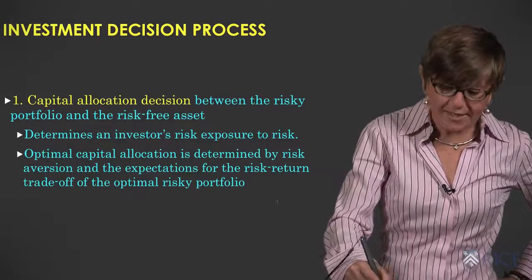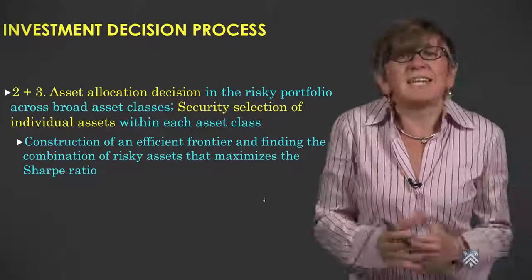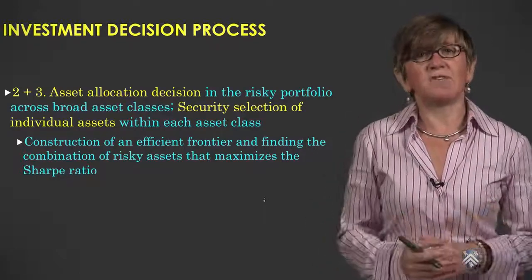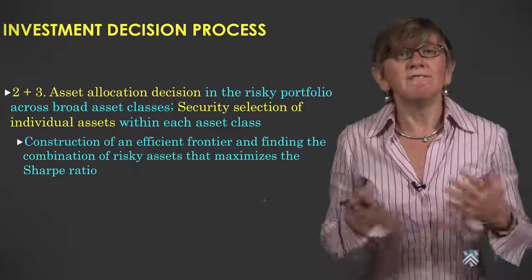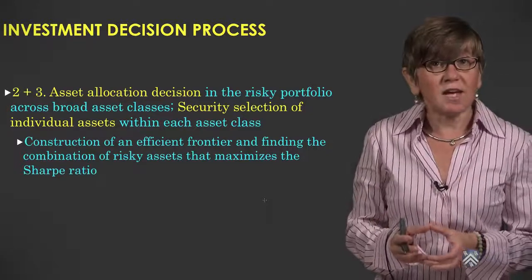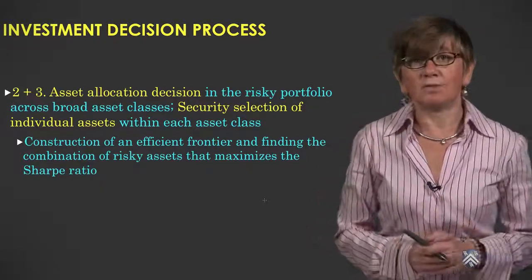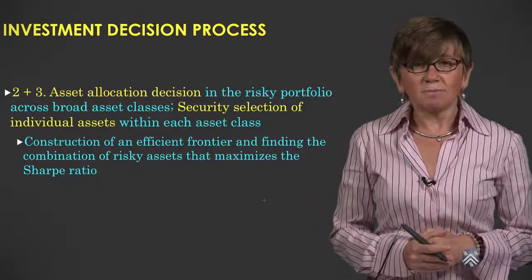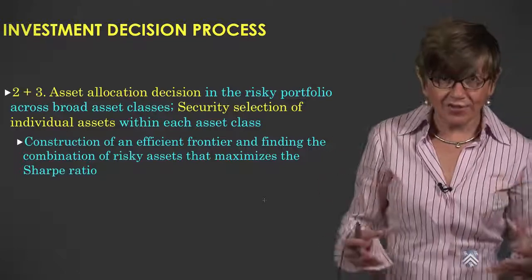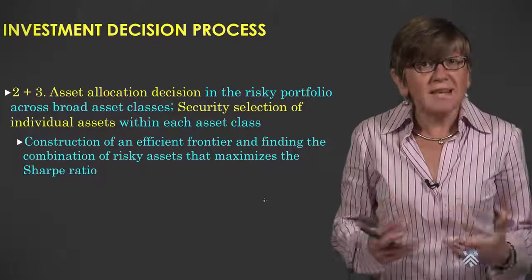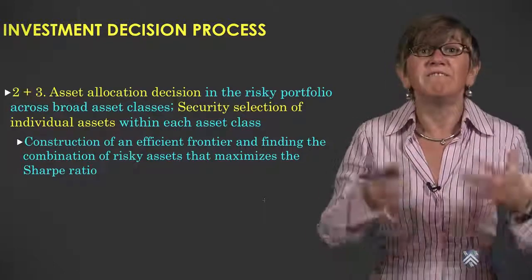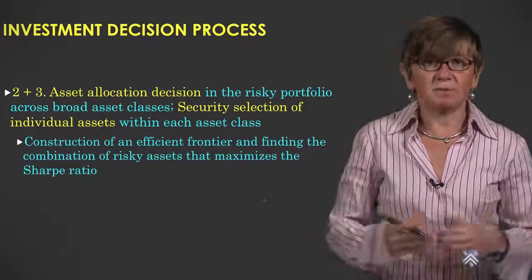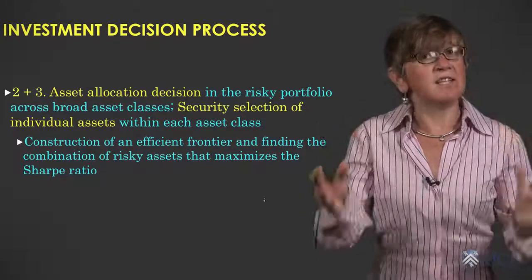Now, what about the other two steps? Well, for our purposes, these are pretty much identical. We don't really worry too much about the security selection question. The asset allocation decision and the security selection for our purposes are one and the same. Basically, it involves finding the combinations of risky securities that have the minimum risk for a given level of return, and then identifying the one risky portfolio that maximizes the Sharpe ratio. Now, if you remember our discussion about diversification from previous lectures, this means the minimum risk portfolio is going to be a very large, well-diversified portfolio that eliminates as much idiosyncratic risk as possible. So in a nutshell, this is the investment decision process.